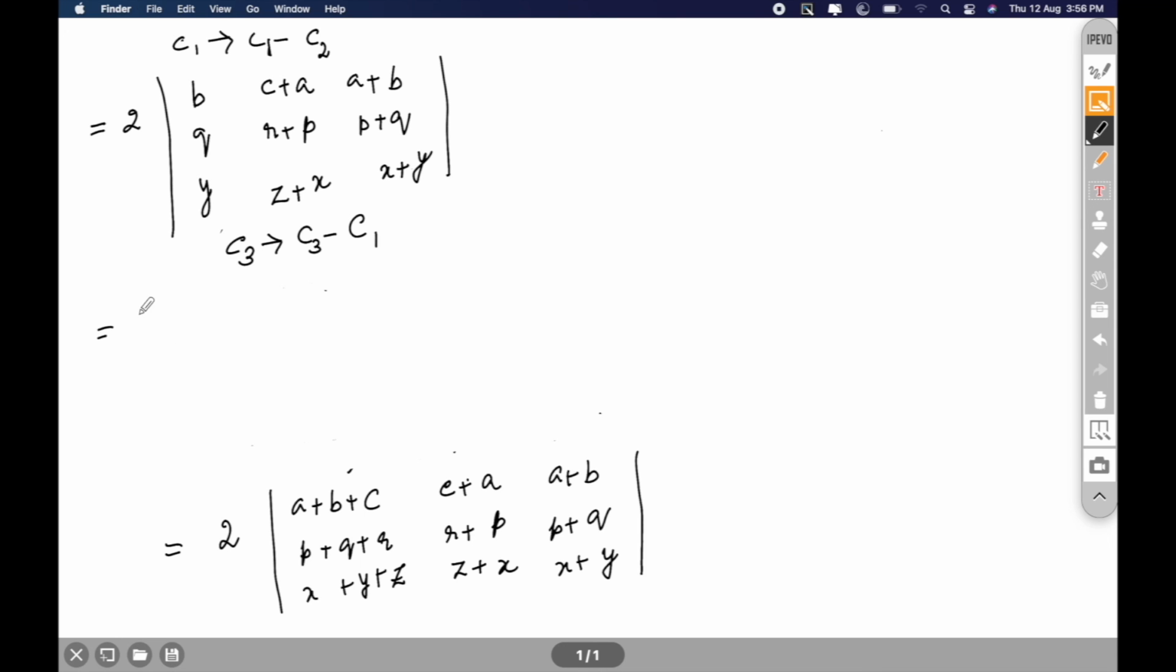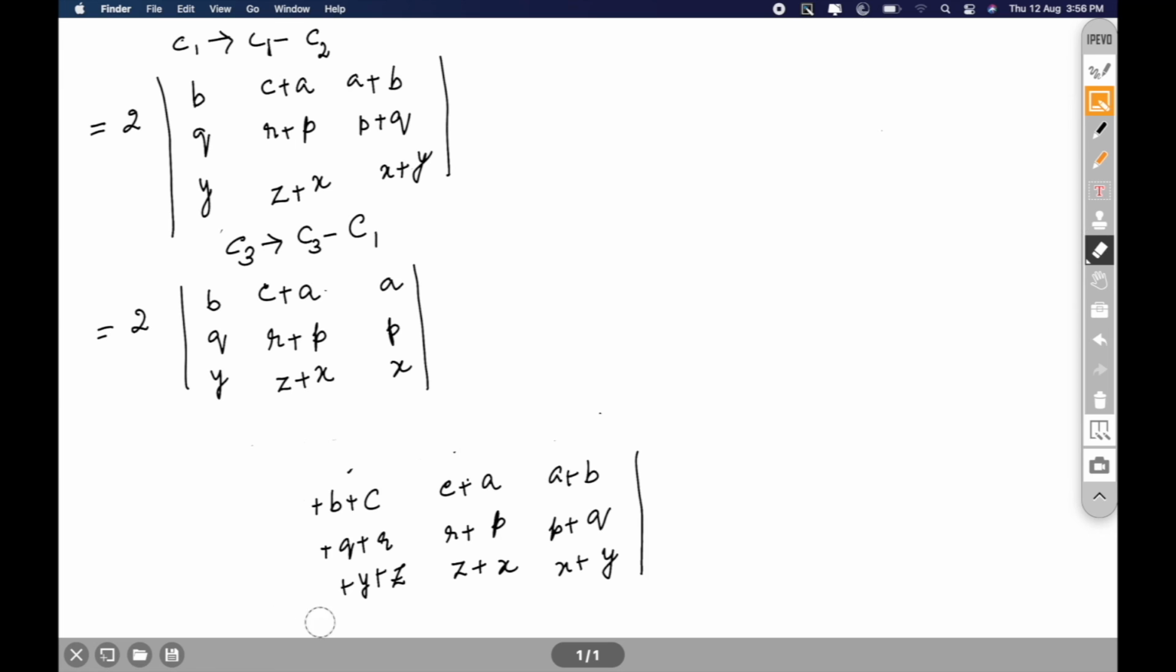Right. So this gives me, other columns will remain unaltered. Let me copy them as they are. So R plus P, Z plus X. Now A plus B minus B gives me A. This will give me P and X. Now we are left with the middle row, that is, we are left with the second column. So I am rubbing the lower part of the board.